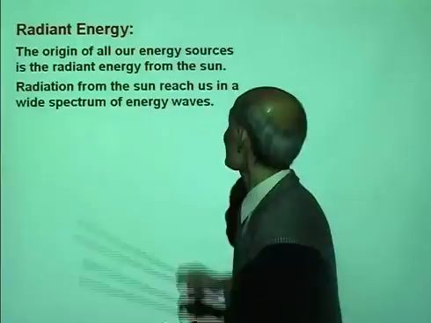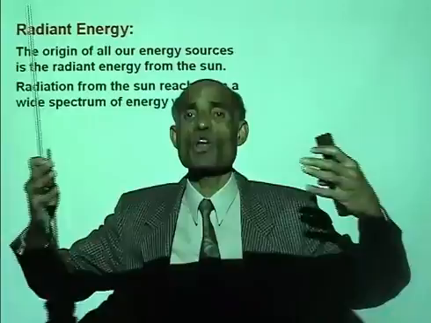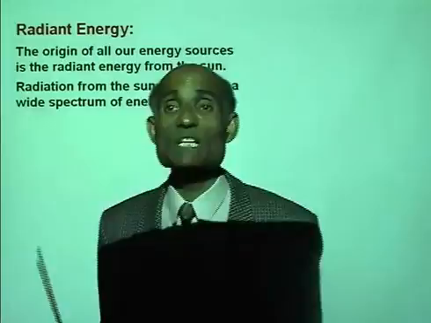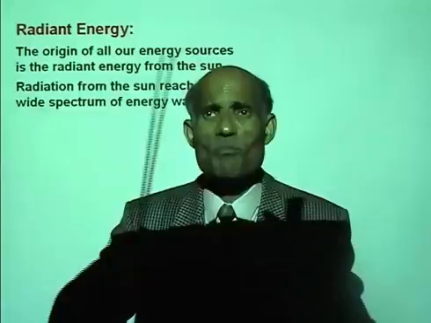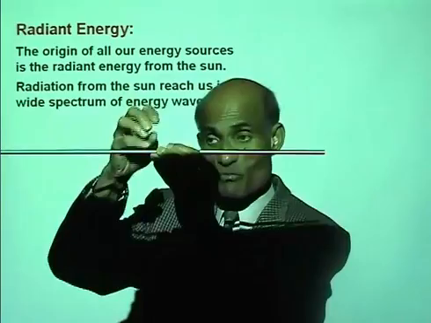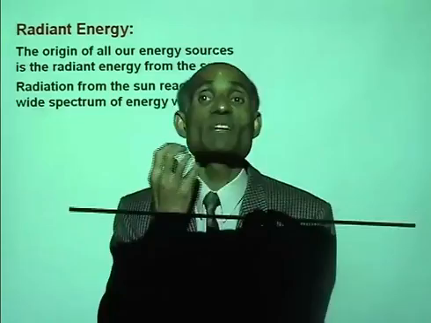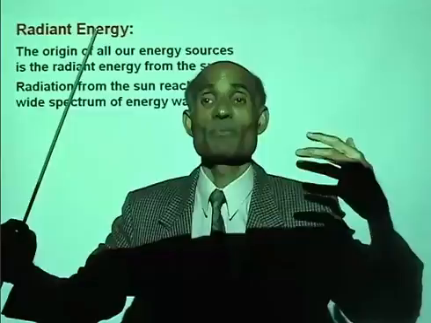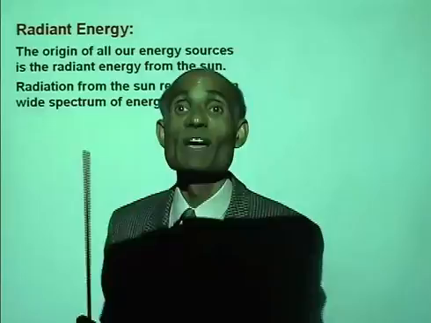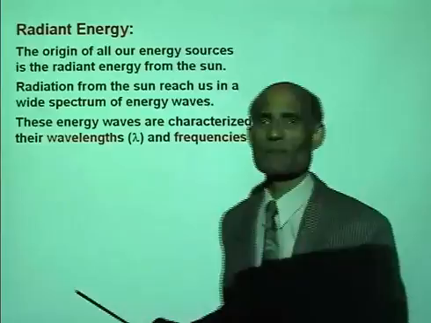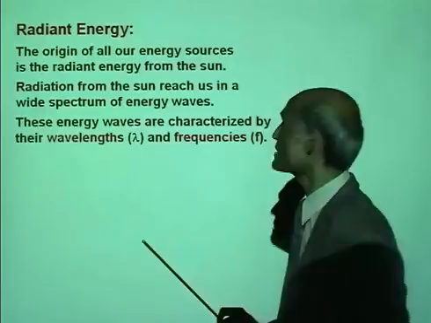Radiation from the sun reaches us in a wide spectrum of energy called the electromagnetic spectrum. Electromagnetic waves, or electromagnetic radiation, are actually given off by objects at every temperature. This object will give off electromagnetic radiation. I'm giving off electromagnetic radiation. But what's the difference between the electromagnetic radiation that I give off, this one gives off, and the sun gives off? They are really all the same type, and they differ in what is called wavelength and frequency. We'll talk about it. The energy waves are characterized by wavelength and frequency.